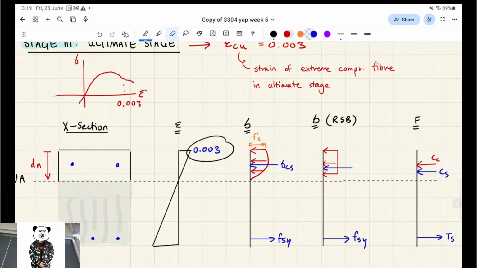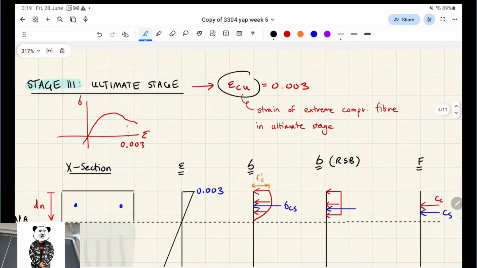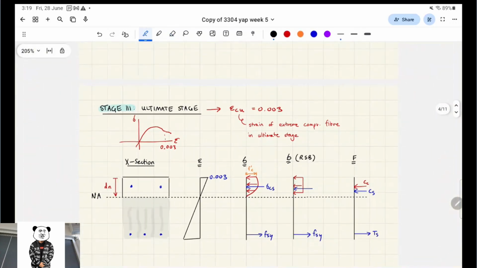We call this epsilon Cu. Epsilon Cu means the strain of the extreme compressive fiber in the ultimate stage, right? If you take anything away from my yap here, just keep in mind this is the number you have to remember, because you're going to see it everywhere when we're doing the strength design for a concrete beam. Okay.